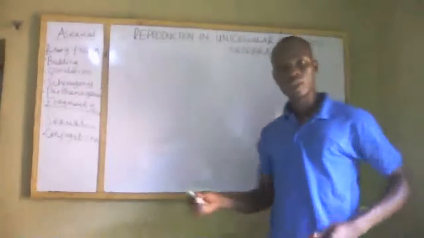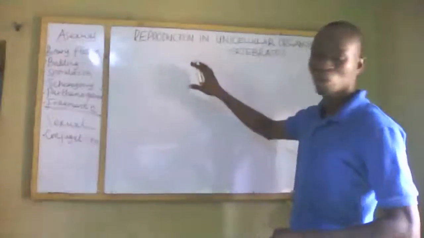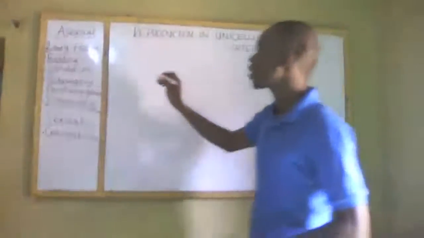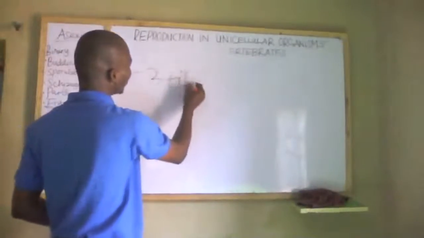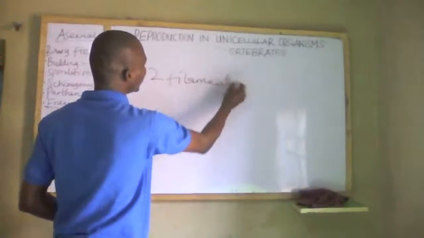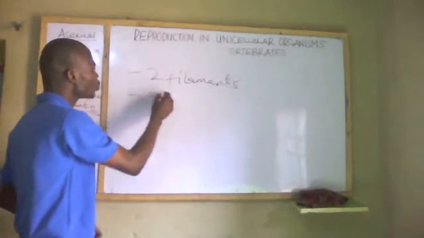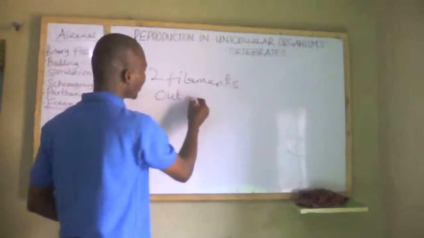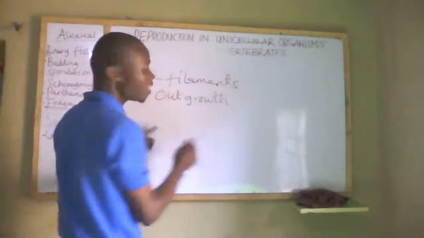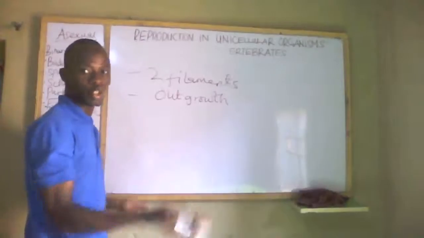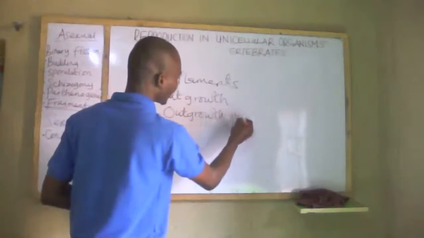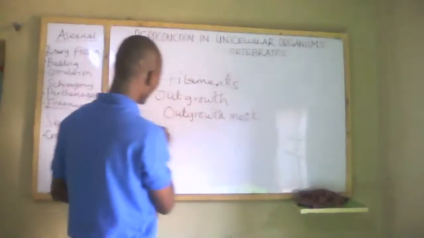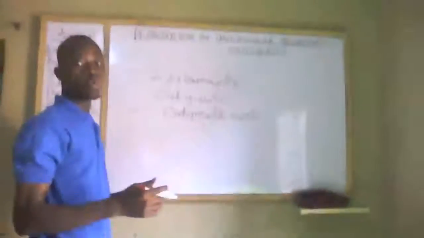Right, a quick recap of the conjugation in Spirogyra. Like I said, two filaments are needed. On the two filaments, outgrowths will be formed. Then they grow towards each other until they meet. When the outgrowths meet, the cell wall will disintegrate.